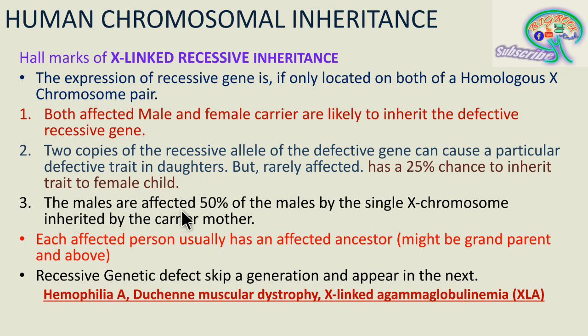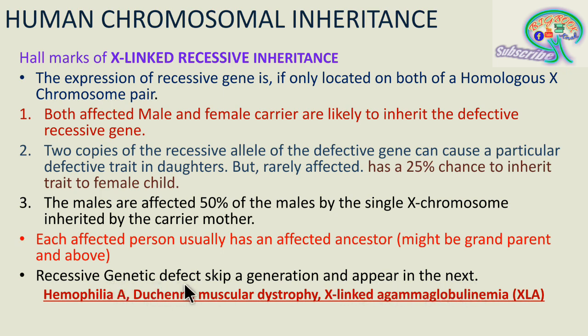The males are affected 50% of the time, by the single X chromosome inherited from the carrier mother. So here there are two different probabilities as in X-linked dominant, but here it is very different compared to X-linked dominant. So we will discuss this. Each affected person usually has an affected ancestor, might be a grandparent or above. Recessive genetic defects skip a generation and appear in the next.